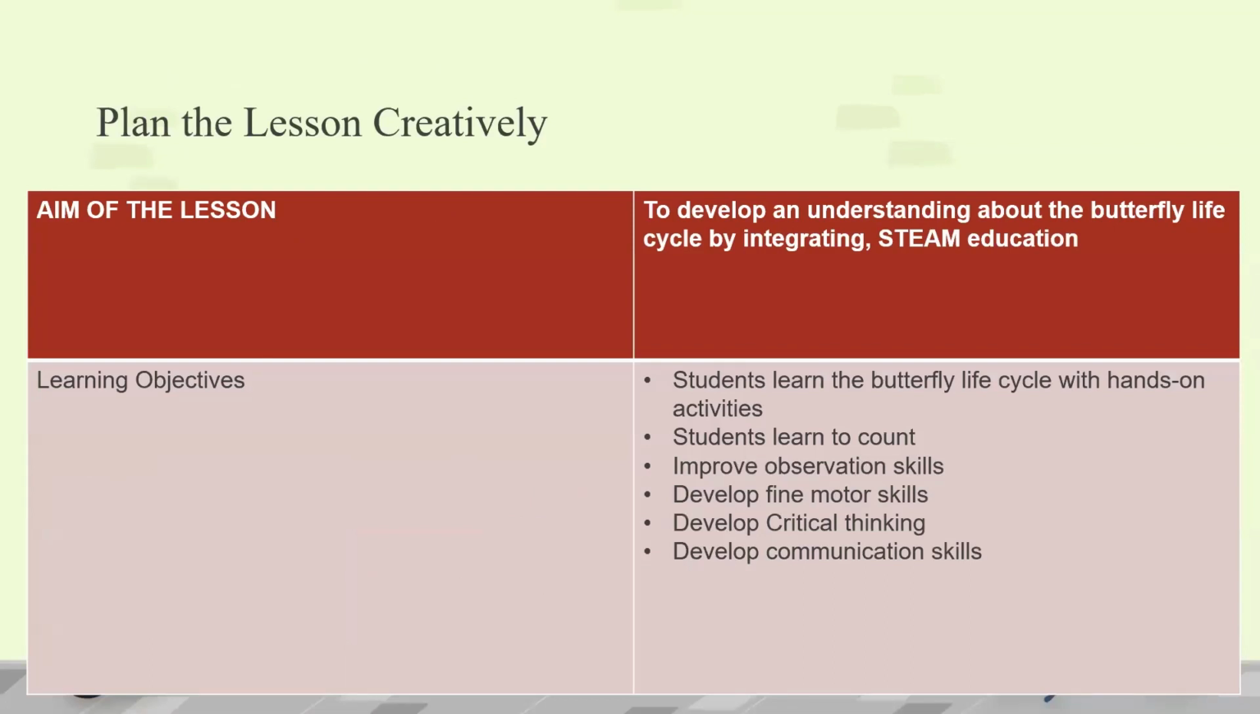So the aim of the lesson is to develop an understanding about the butterfly life cycle by integrating STEAM education. So see the learning objectives. I want my students to learn the butterfly life cycle with hands-on activities. I want them to learn counting, improve observation skills, and also develop their fine motor skills, as well as develop critical thinking and communication skills.